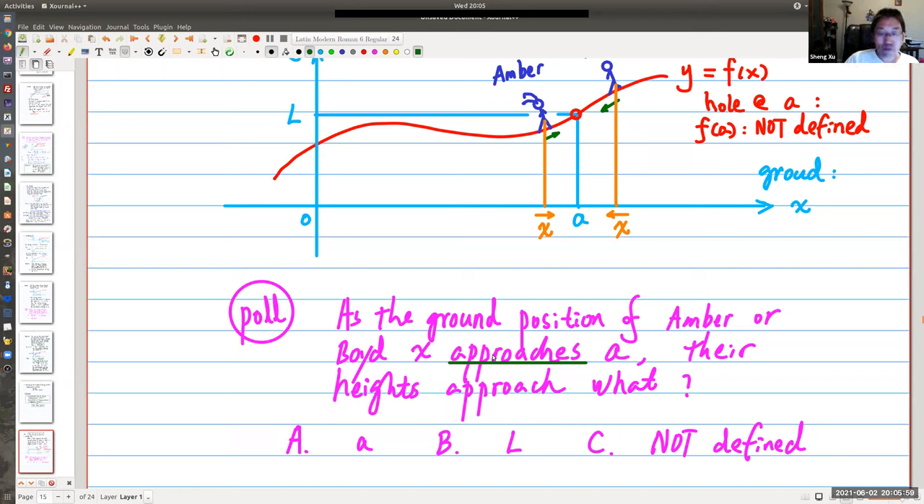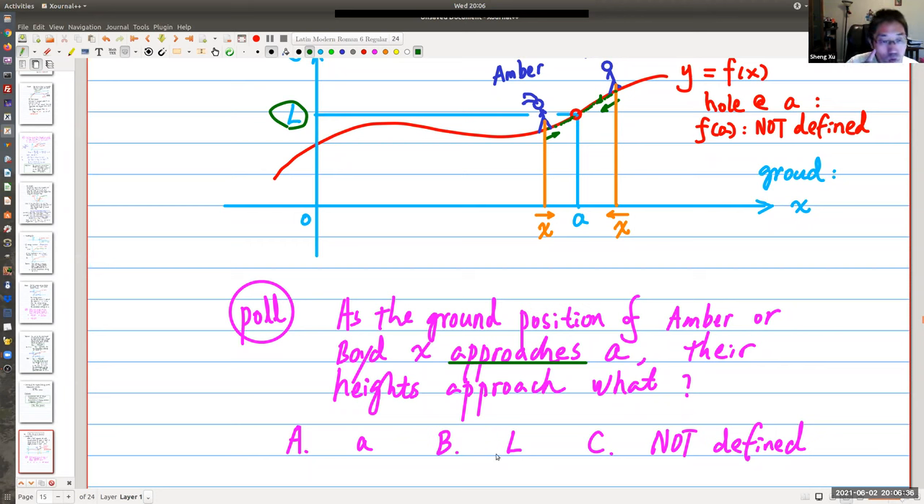So as x approaches a, then their height, as you can clearly see, right? So this guy, for example, for Boyd, it's moving down from the right, going like this. So the height is getting closer to what value? To letter L, right? And similarly, as Amber is moving up toward that hole, her height is getting closer to what? To this horizontal line, to this L here, to that location, to that hole. Does it make sense to you? So the correct answer is B, L.